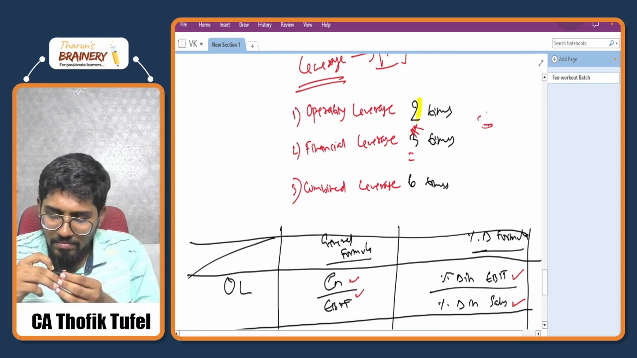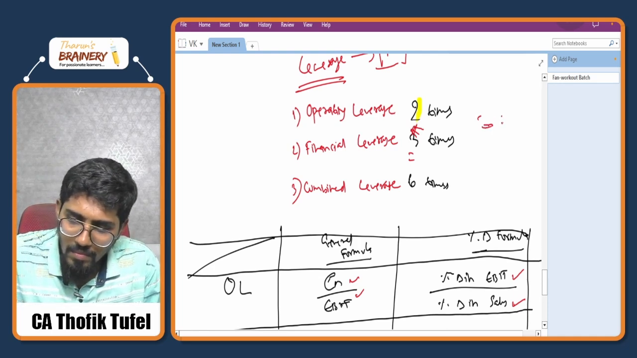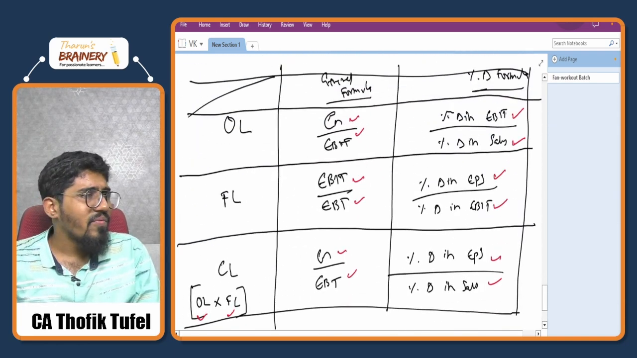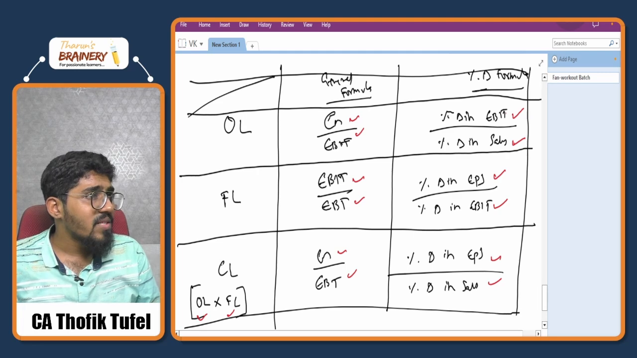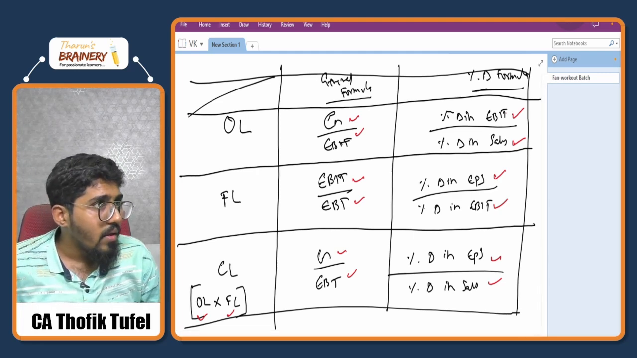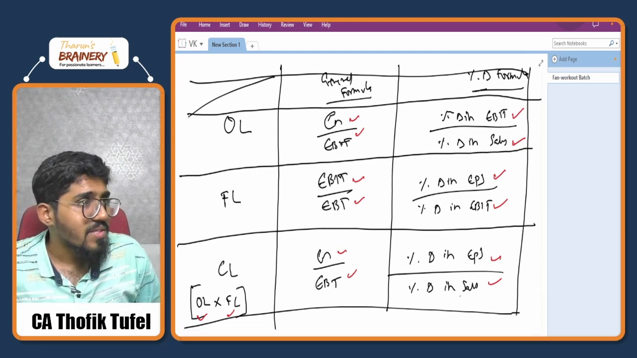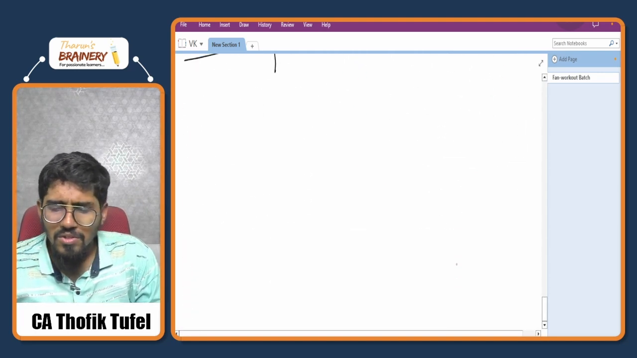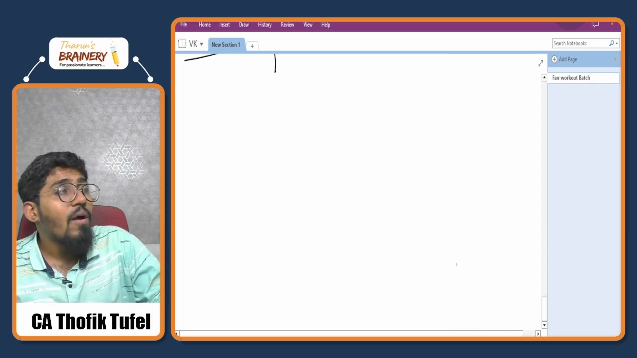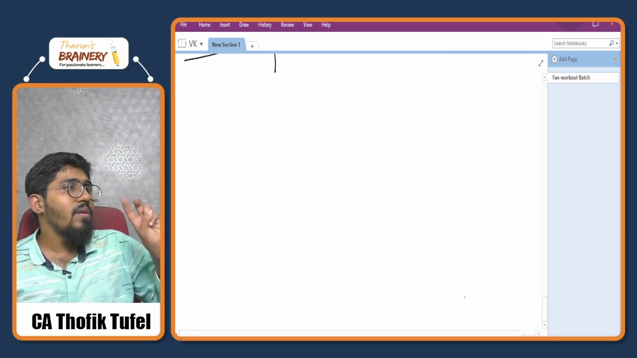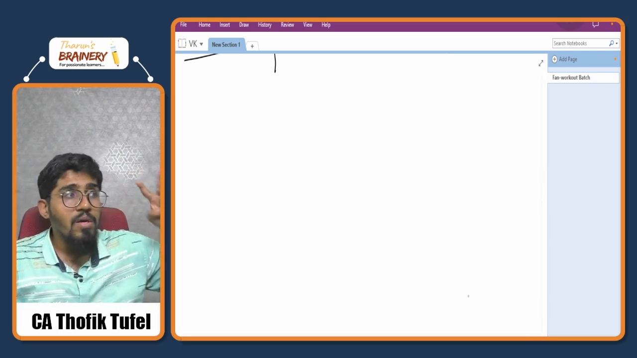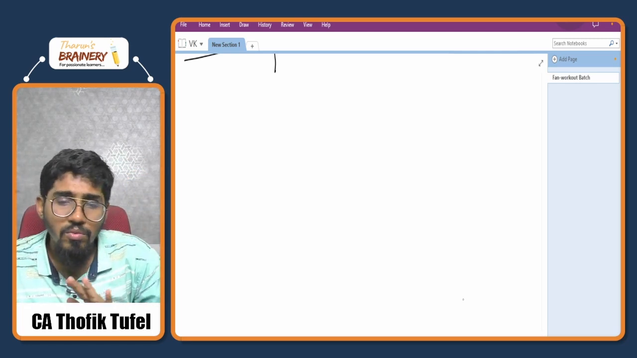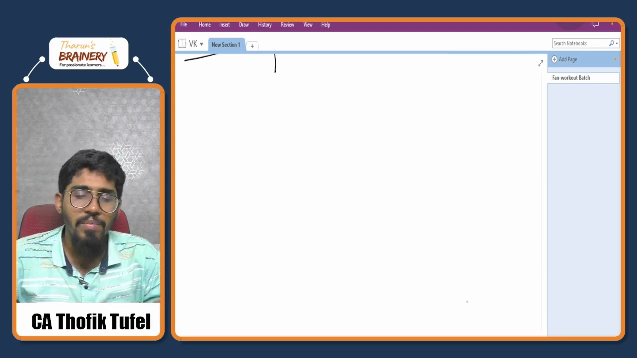What is happening? Sir, now I am remembering the formula. In the exam, I will not remember the formula, sir. What if I write EBT divided by EBIT? What if I write percentage change in EBIT divided by percentage change in EPS? Or what if I go blank in the exam, sir? There is a possibility, right? So I am just giving you a way to remember the formula. You just have to remember one number, that is 3. If you remember this number 3, you will be easily able to remember the formula.